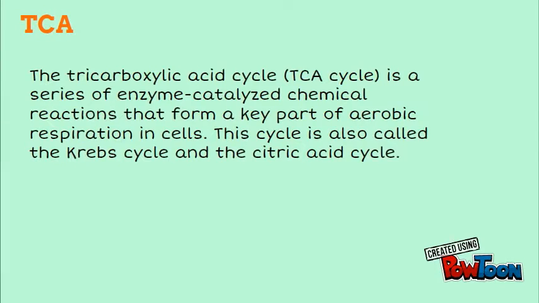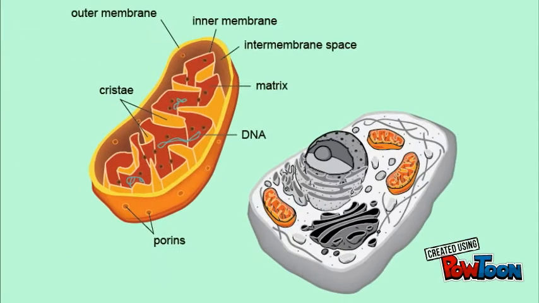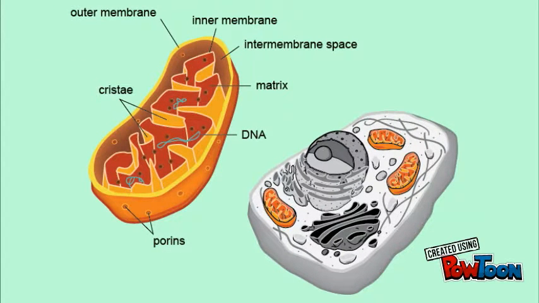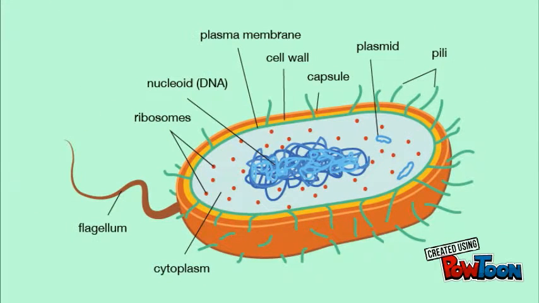The tricarboxylic acid cycle, or TCA cycle, is a series of enzyme-catalyzed chemical reactions that form a key part of aerobic respiration in cells. This cycle is also called the Krebs cycle and the citric acid cycle. In eukaryotic cells, the citric acid cycle occurs in the matrix of the mitochondria. In prokaryotic cells it occurs in the cytosol.